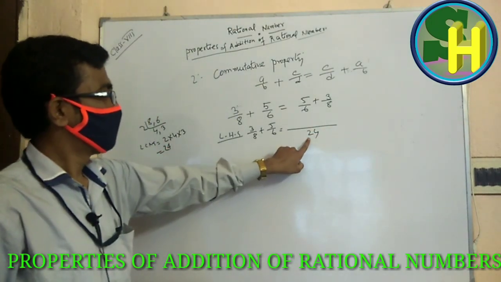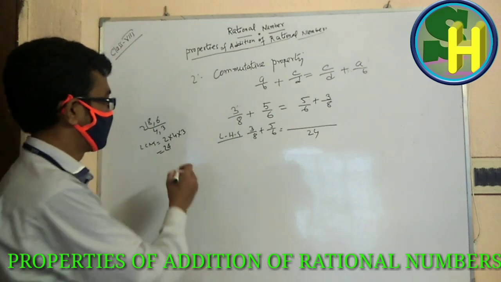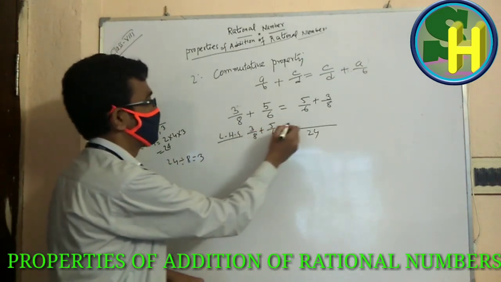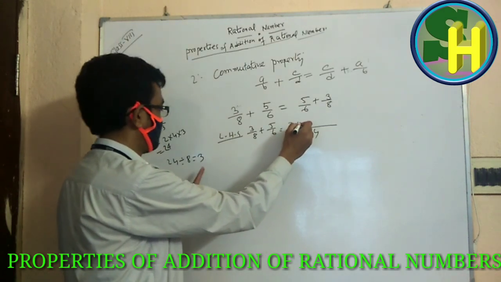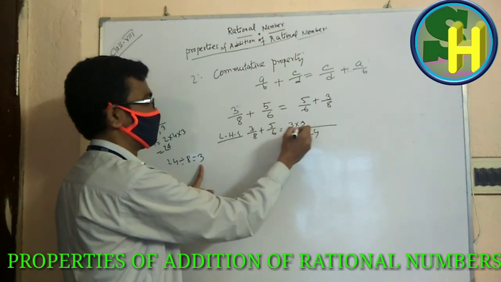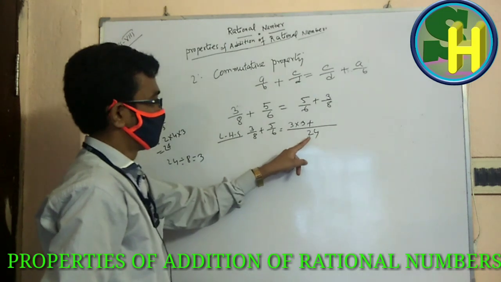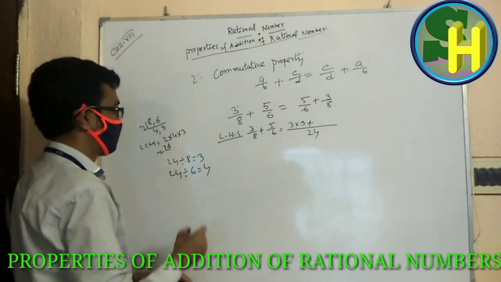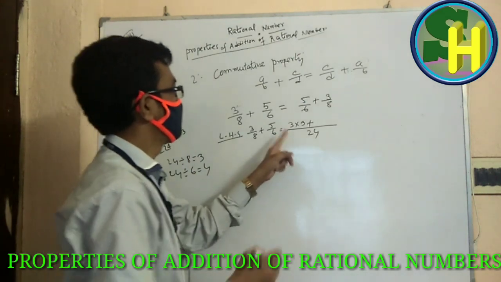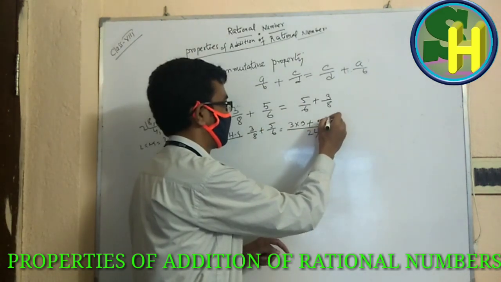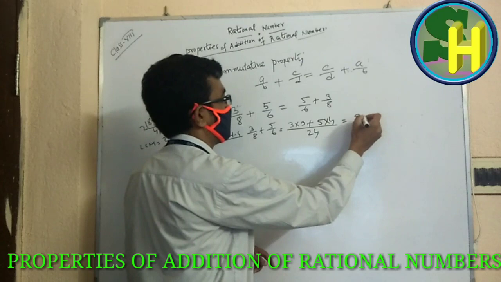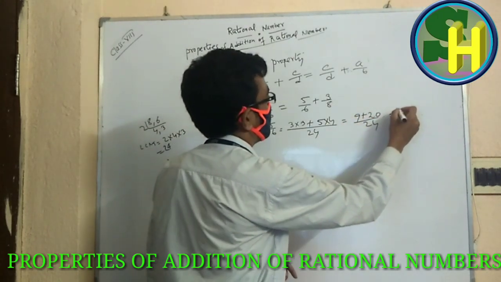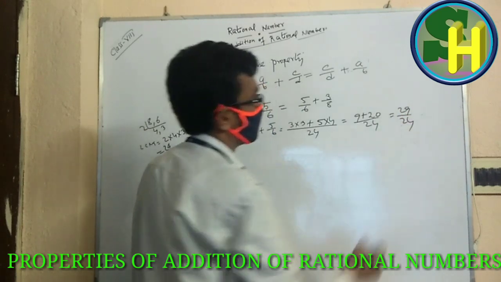Divide 24 by 8, this is 3. So this 3 will be multiplied by this 3, plus 24 divided by 6, that is 4. So you multiply 5 by 4. So this is 9, 20 and 24, 29 by 24.